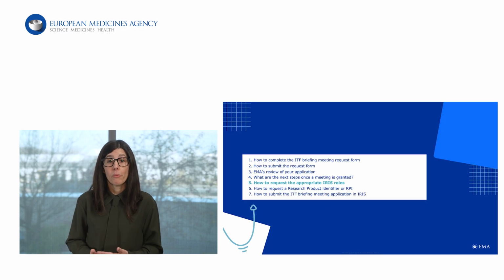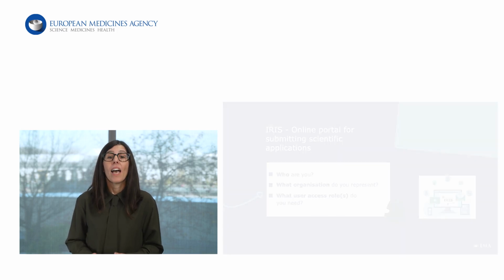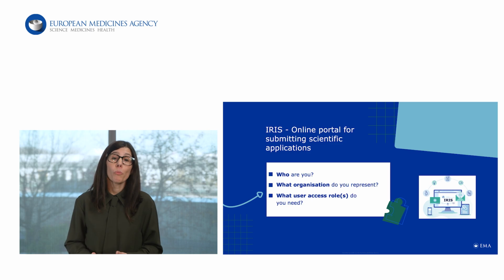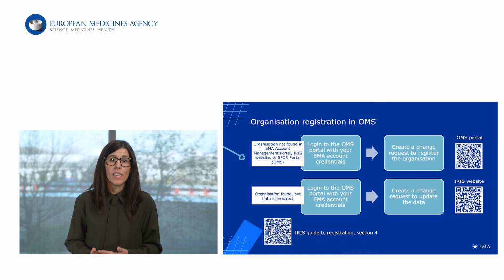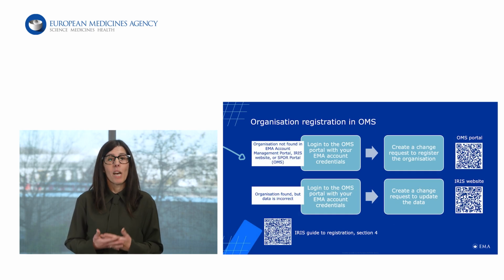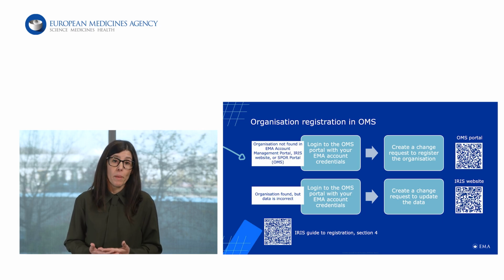Step 5. How to request the appropriate IRIS roles. IRIS is EMA's secure portal for submitting scientific applications. To access and use IRIS, the platform needs to know: 1. Who you are, via your EMA account. 2. What organization you represent. Is my organization registered in OMS? 3. What user access roles you need. Before you can submit an ITF briefing meetings application in IRIS, your organization must be registered in OMS.